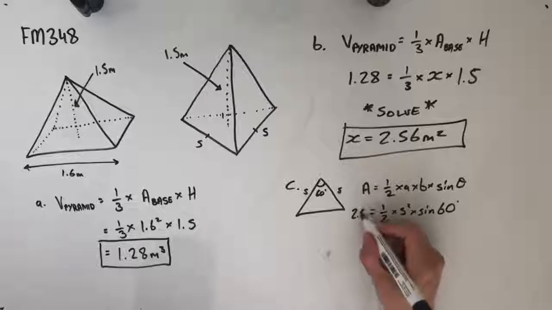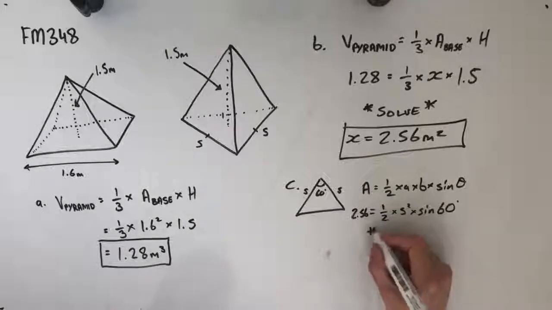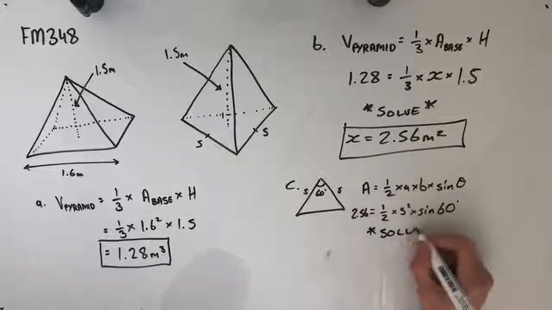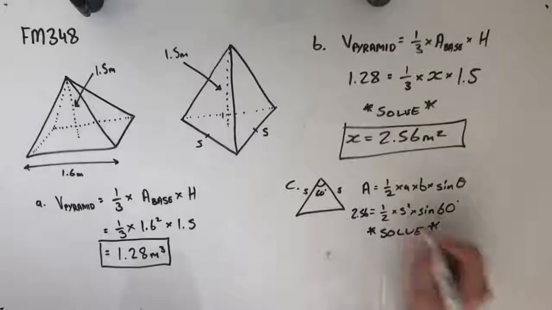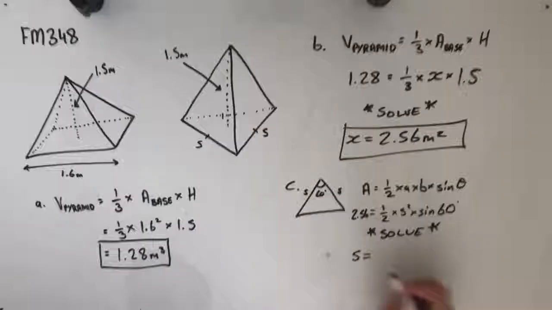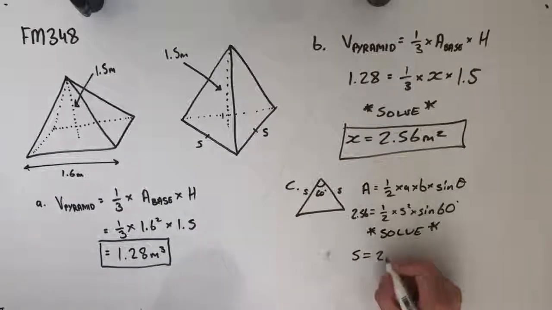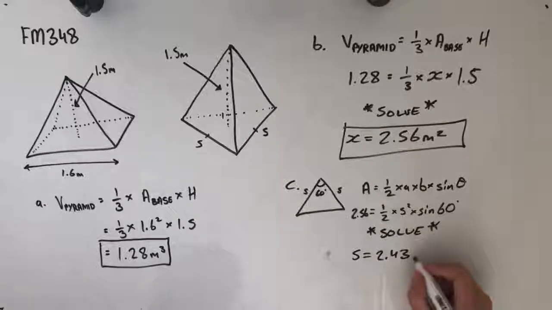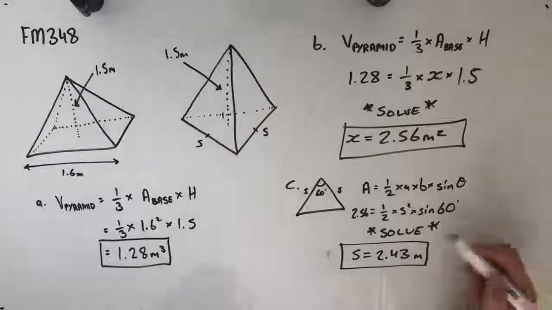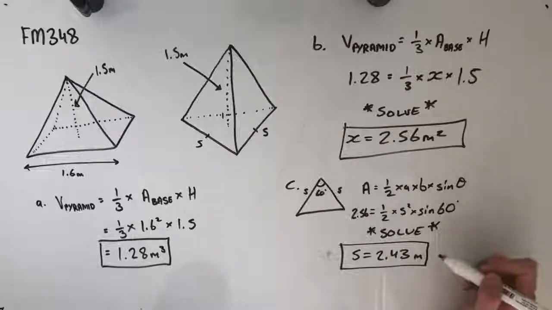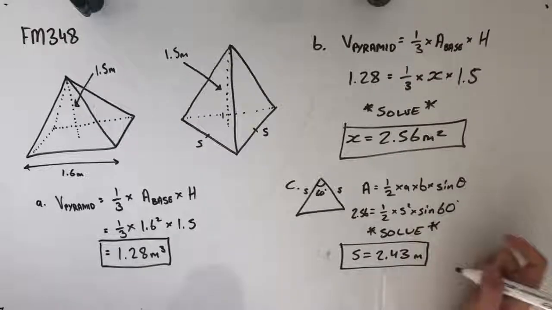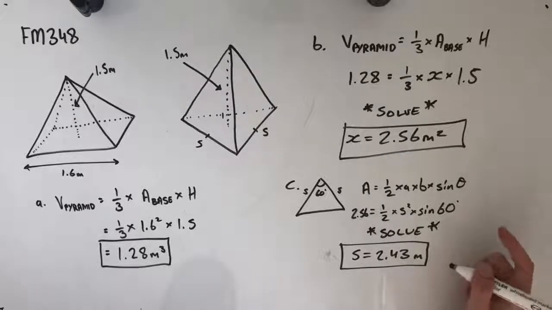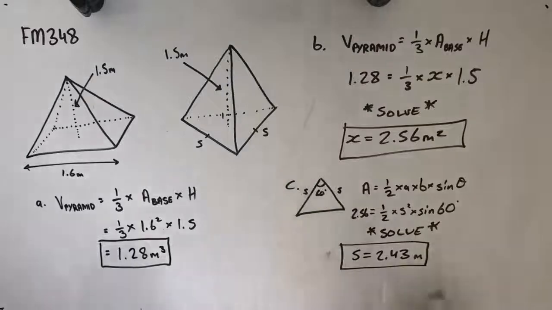So this area is 2.56, which means once again, putting this into solve, we can solve for S, and we should come out with S equals 2.43 meters. Now, when you solve for S in this scenario, you may also get a negative value for this length. Of course, you can't have a negative length unless it's relative to something else with a positive direction. But for what we're looking at, we only want the positive value.